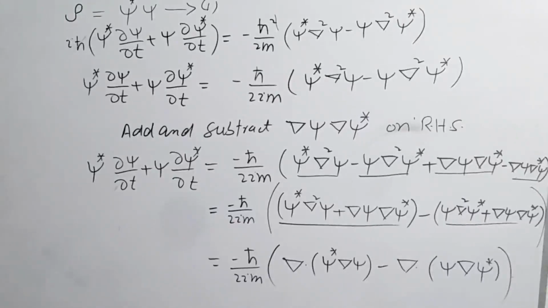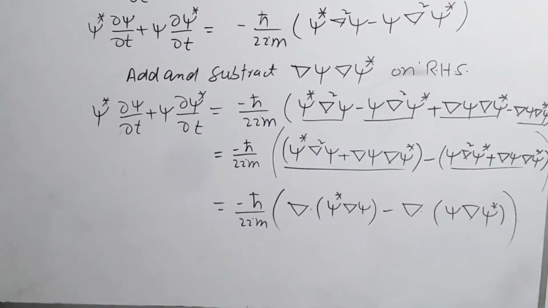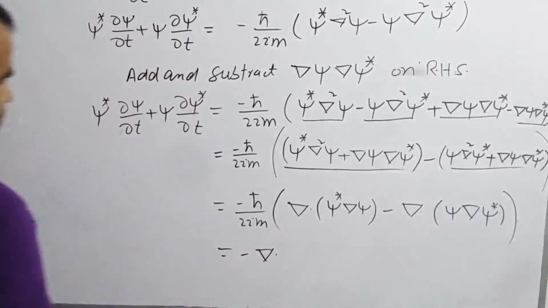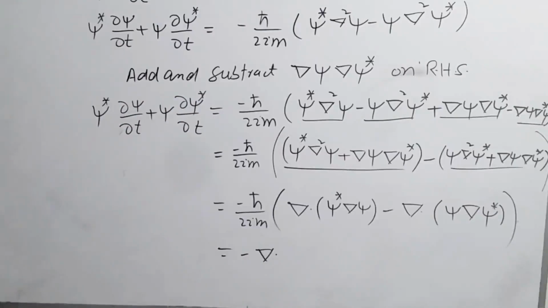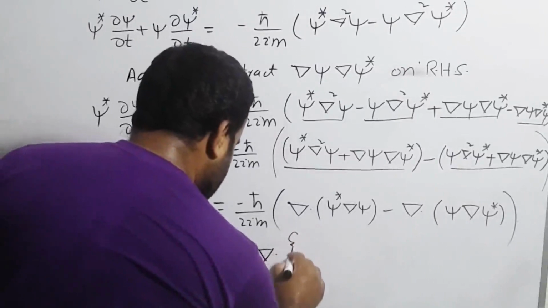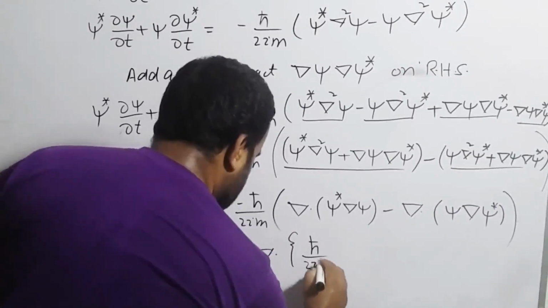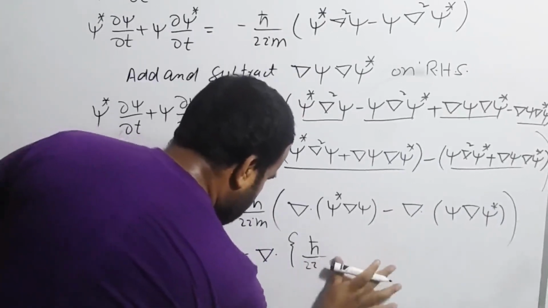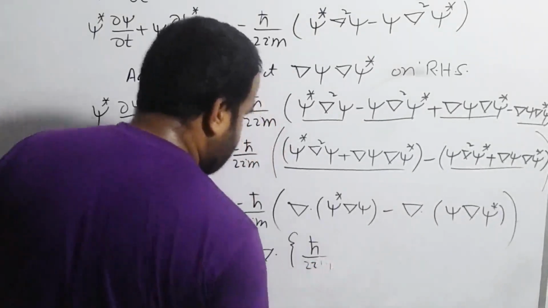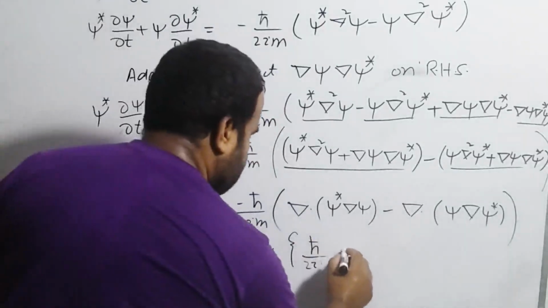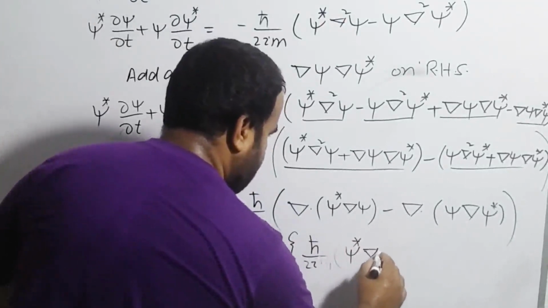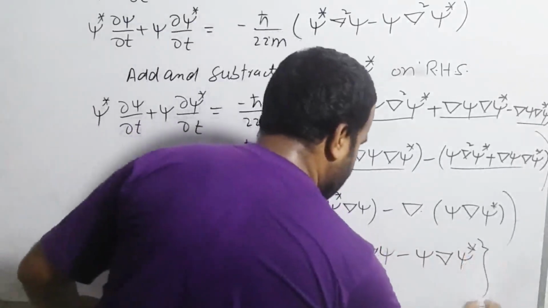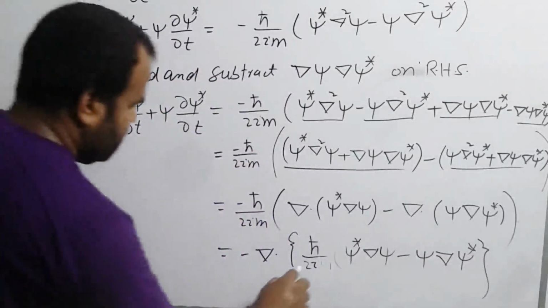Now we can write minus is equal to minus del dot, minus del dot h cut divided by 2 iota m into psi star del psi minus psi del psi star. It is m.